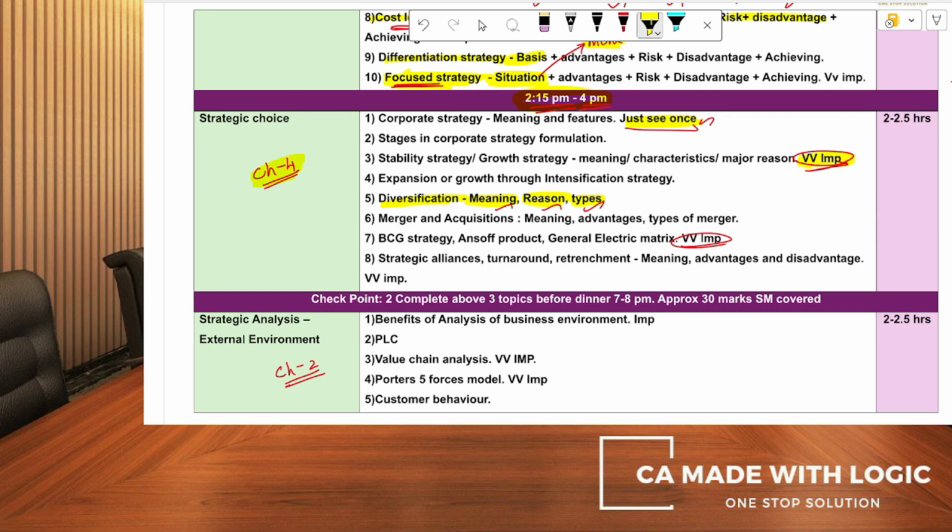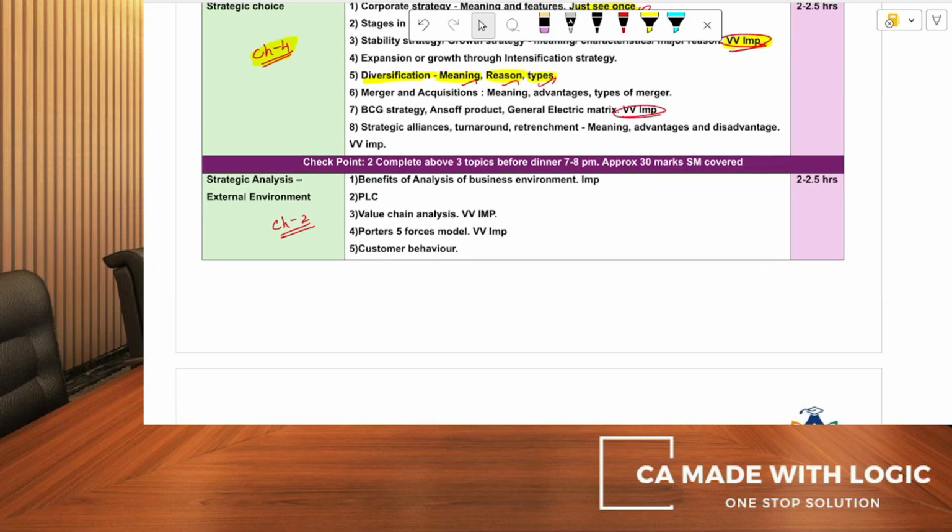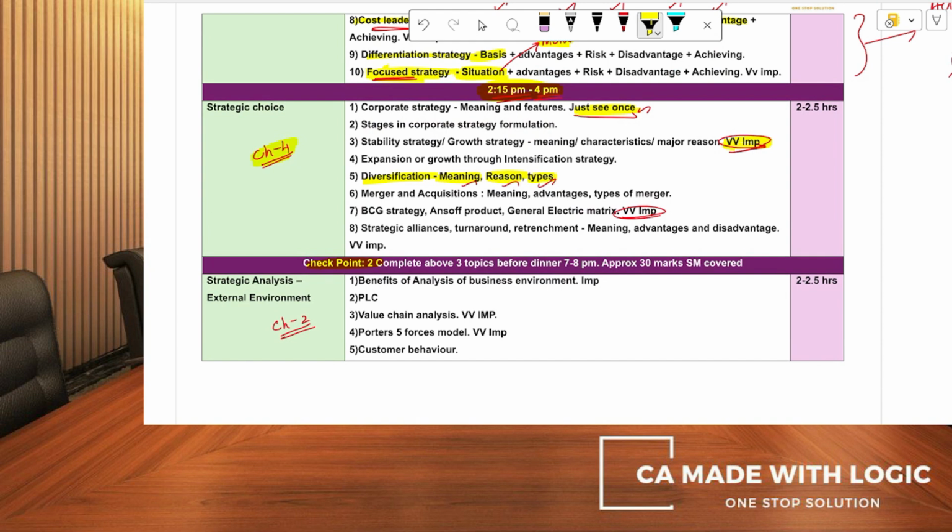Okay, so that's why I've given it over here. What are all the things you need to learn? Then comes checkpoint number two. You need to do this by 2 to 4 p.m. This chapter you need to complete in 2 to 2.5 hours. Take your time and complete it.